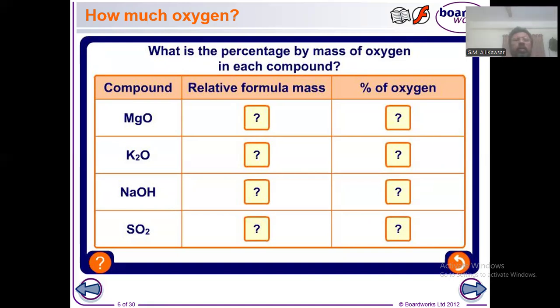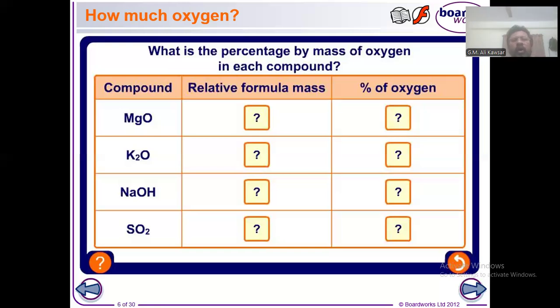So here we need the periodic table to find out the relative formula mass of magnesium oxide, potassium oxide, sodium oxide, or sulfur dioxide. And then we can use the formula. For individual compounds, we can use the individual formula. For example, in the first one, magnesium oxide, the relative atomic mass of oxygen is 16. That we know from the periodic table. We do not need to memorize it, right?